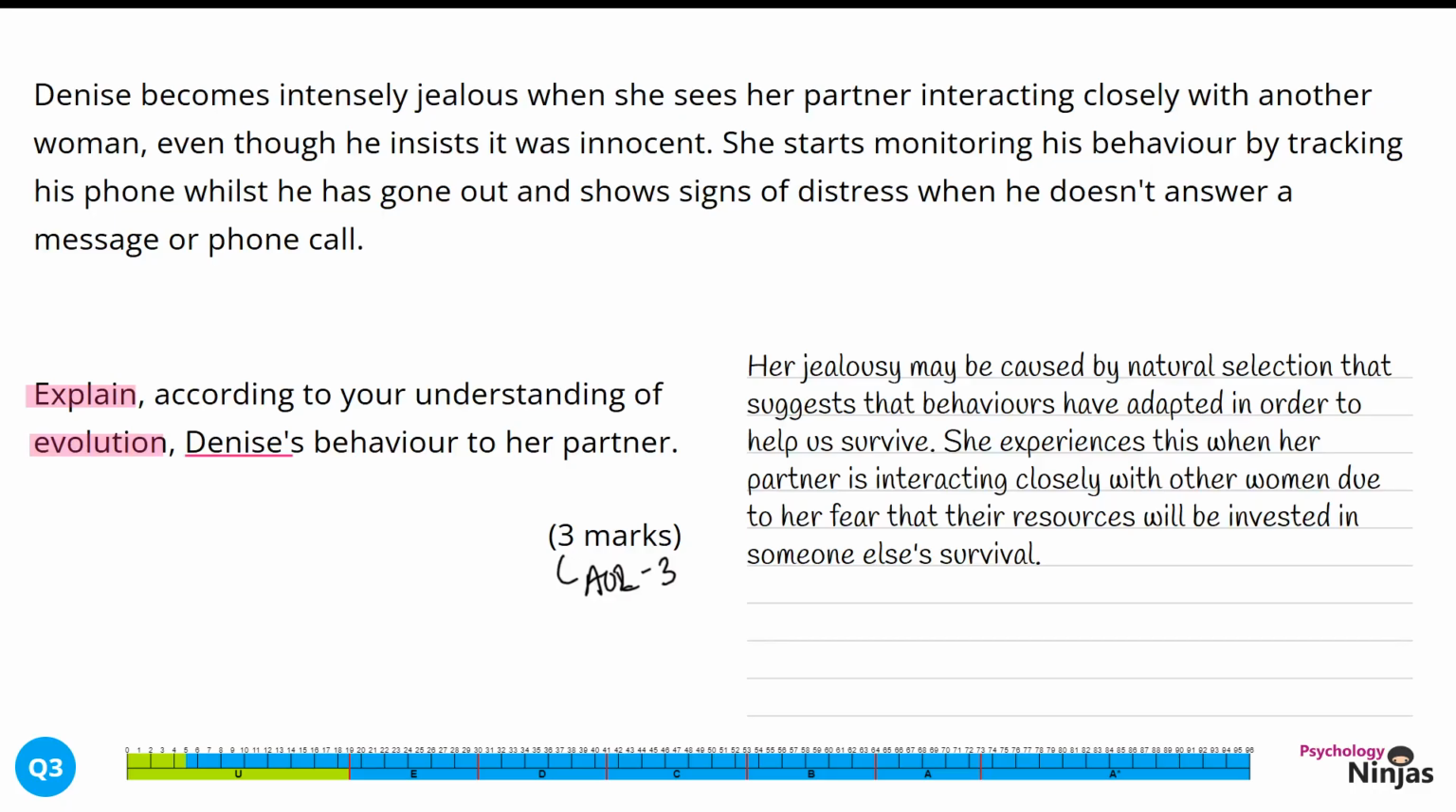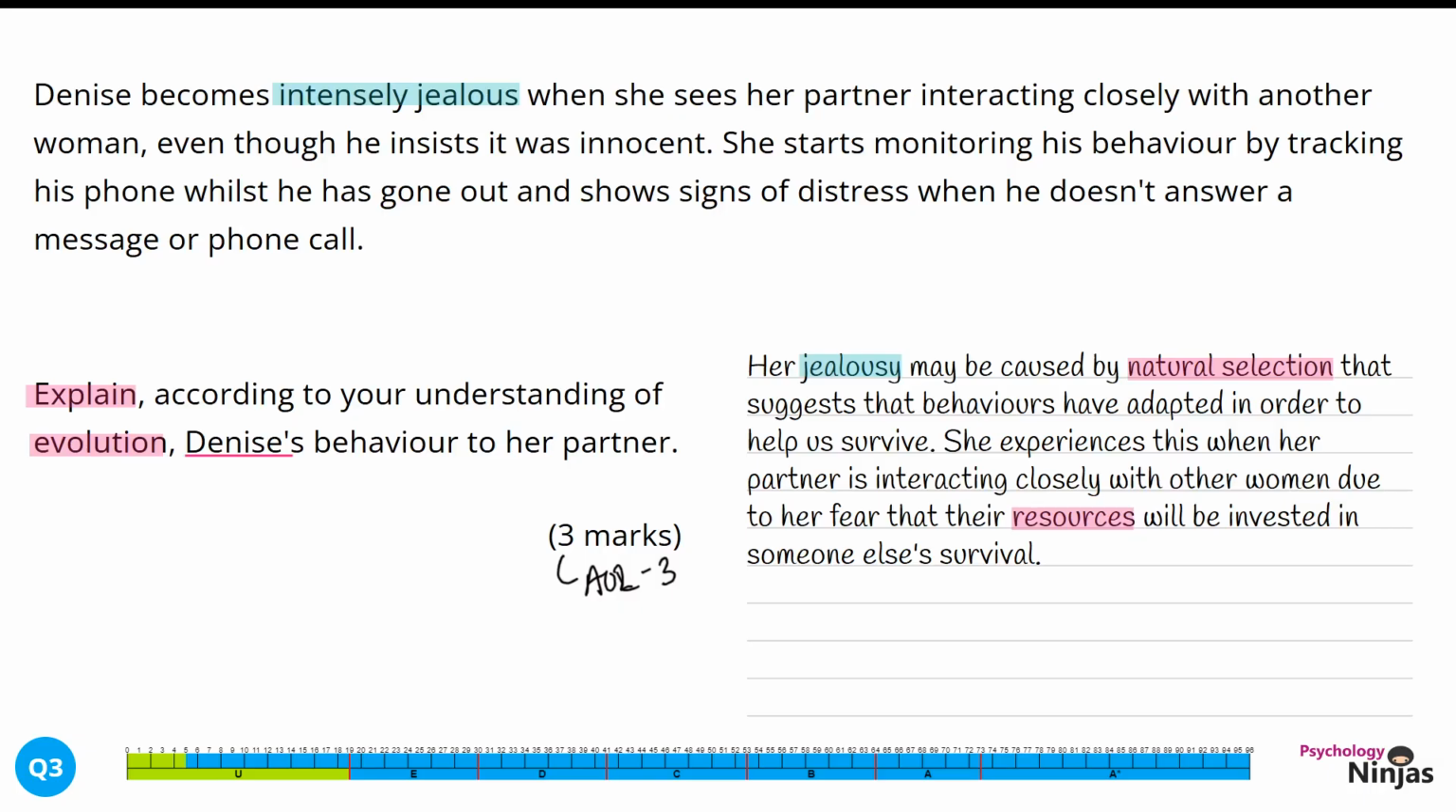We've identified a key term within evolutionary theories as part of a biological approach, in terms of our discussion about natural selection. We've linked this into the stem by talking about her jealousy, and we're going to tick that off in our stem to make sure that we're using different parts of it throughout our response. We've got a second idea within evolutionary theories in terms of the allocation of resources in order to help survival.